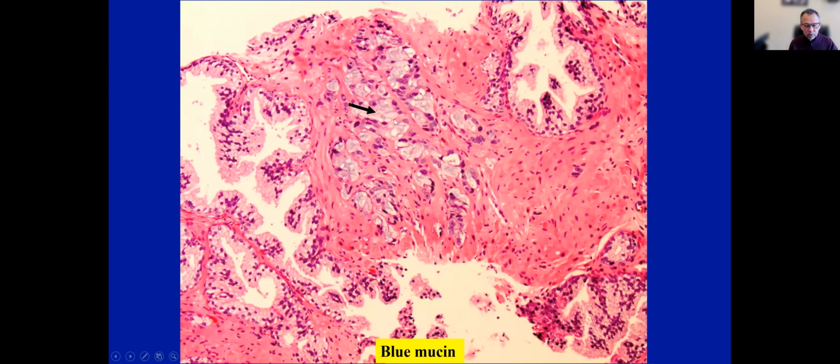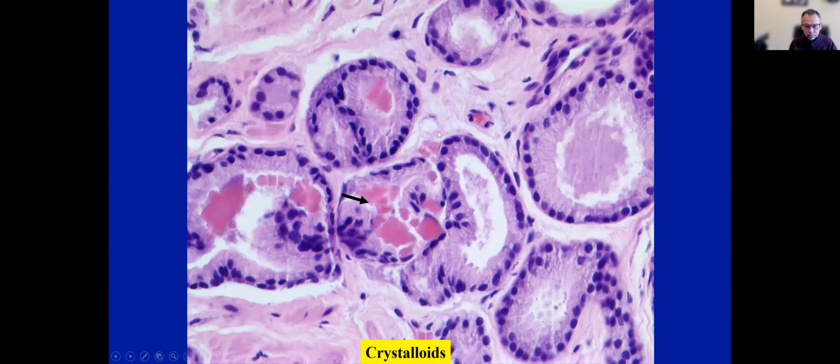Here is what is referred to as blue-tinged mucin. When you see it to this degree, it is almost diagnostic of prostate cancer. But keep in mind that occasional blue-tinged mucin can be seen in atrophic glands. If your section is hyperstained or stained too intensely, you may get some in the gland. So with isolated blue-tinged mucin, you still have to use other features to make a confident diagnosis.